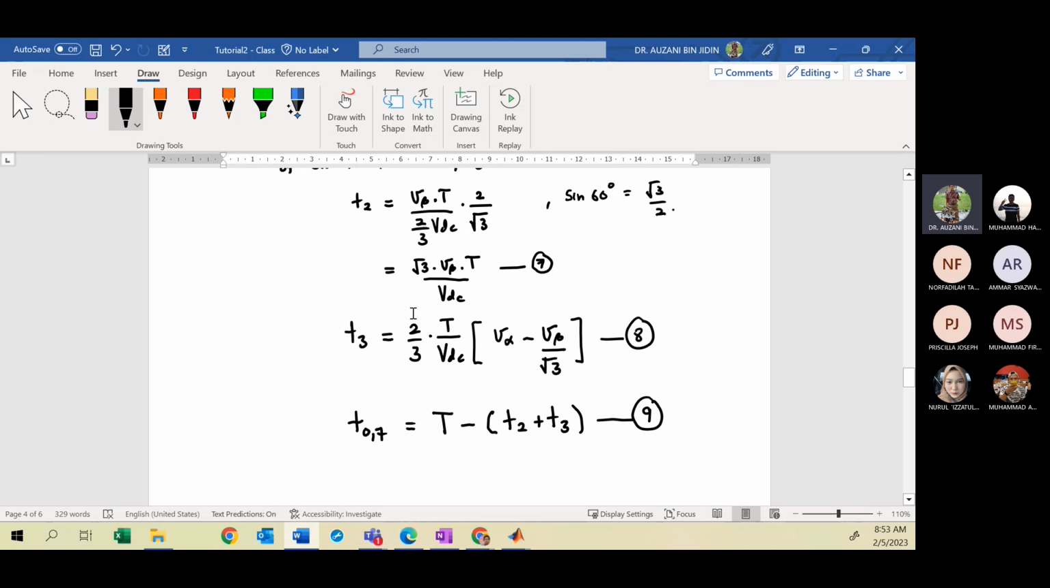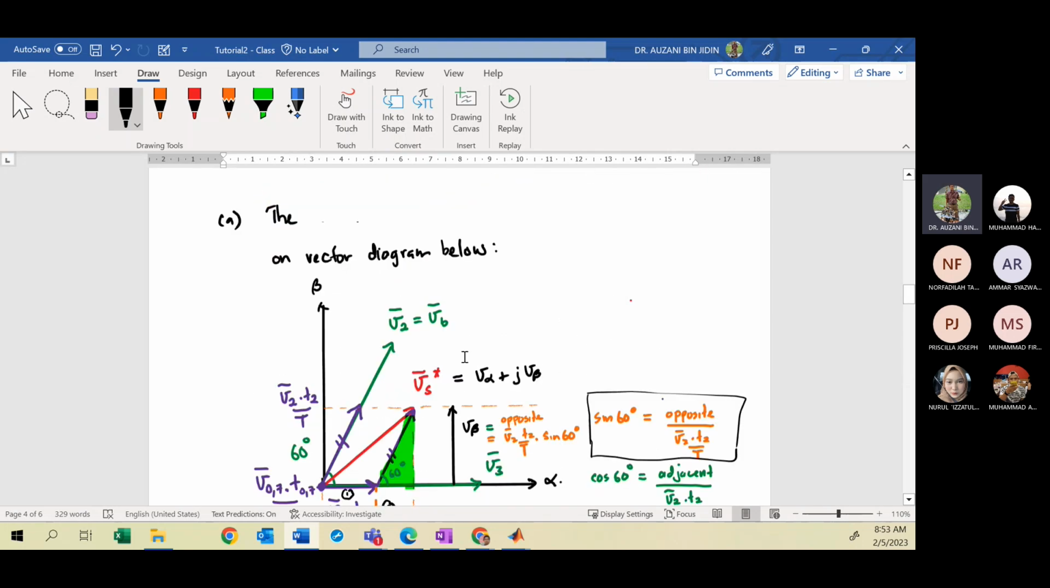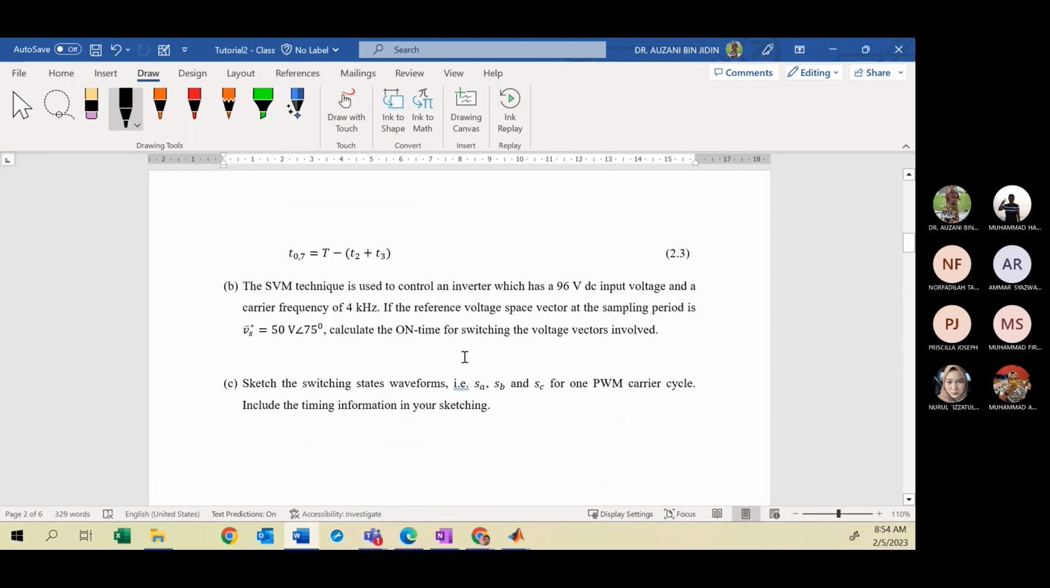Then we move to part B. So part B, you need to calculate the on time, T2, T3, and T0 for switching all the vectors involved for the given information, where the DC voltage is 96 volt, your carrier frequency is 4 kilohertz, and your reference is 50 volt, and the angle is 75 degrees.